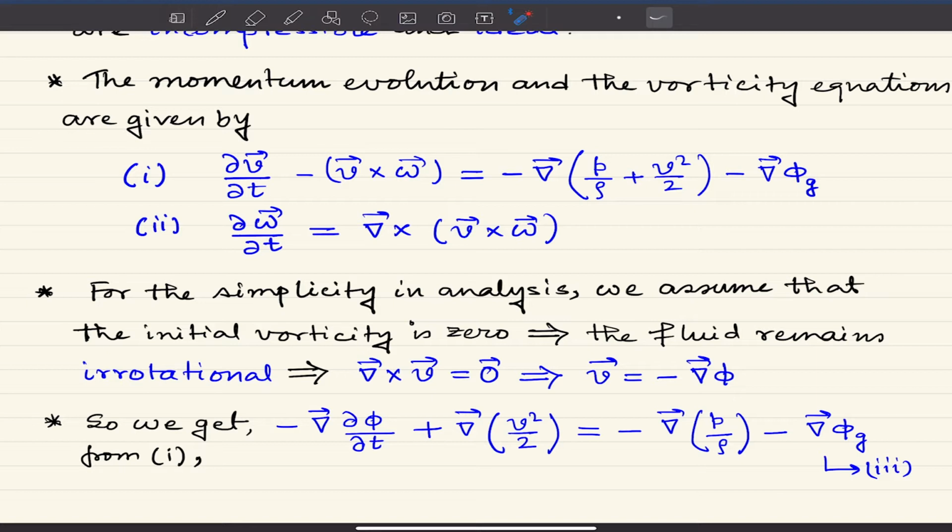So finally we get from 1 that minus gradient of ∂phi/∂t, so gradient and ∂phi/∂t commute, plus gradient of V squared by 2 is equal to minus gradient of p by rho minus gradient of phi g. Because now our omega is 0 and we can write every V as this. So finally our equation can be written in terms of phi. Although V squared I am not changing here, I just keep it here.